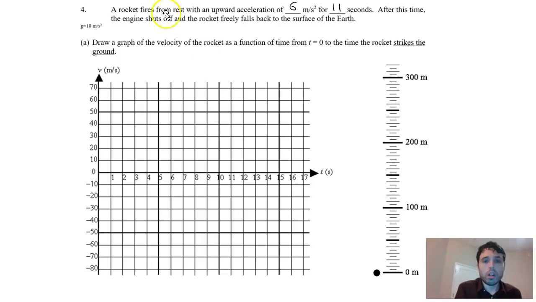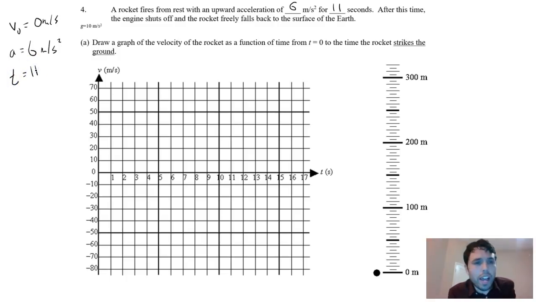Okay. Number 4. All right, number 4 is about a rocket ship, or a rocket taking off. It says it fires from rest. All right, so all my variables over here. From rest, I know that means initial velocity is 0. Acceleration is a positive 6, going up, right? Meters per second squared. And then t is 11 seconds, at least it is for now. After this time, the engine shuts off, and the rocket freely falls back to the surface of the Earth.